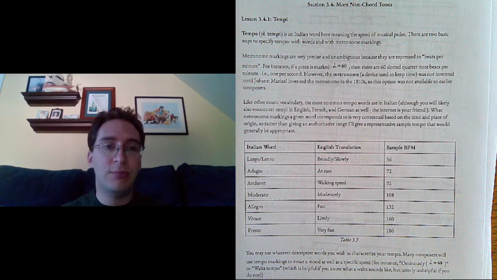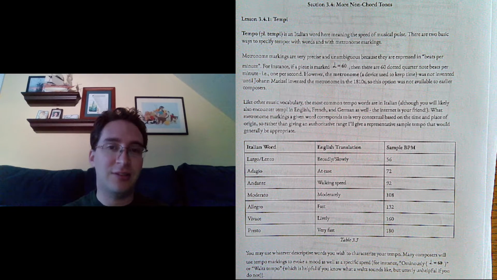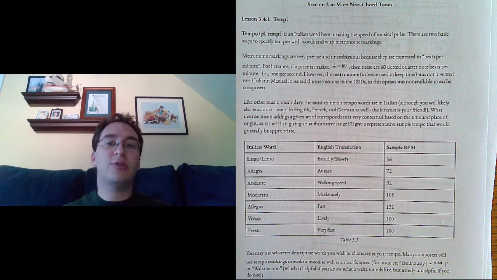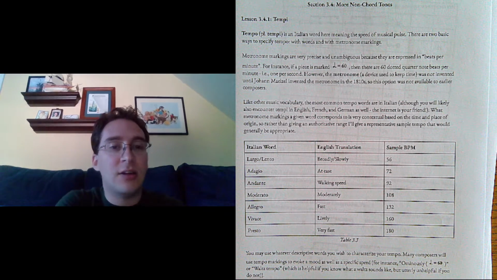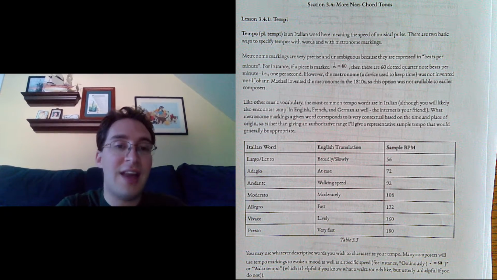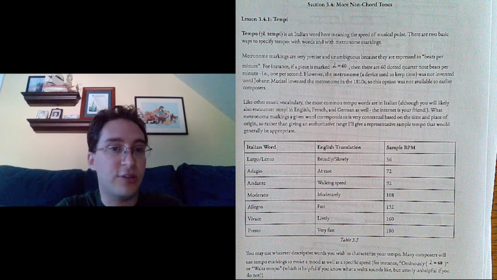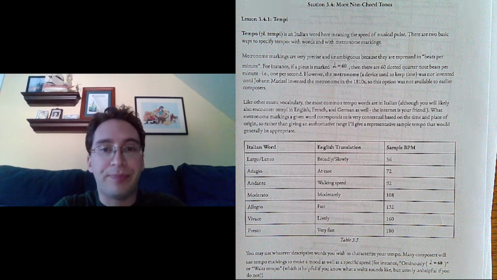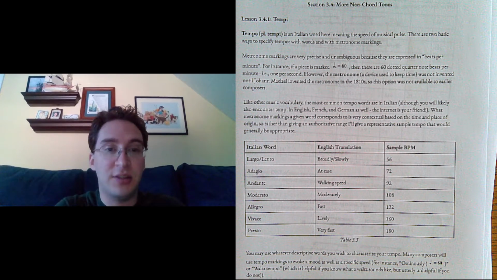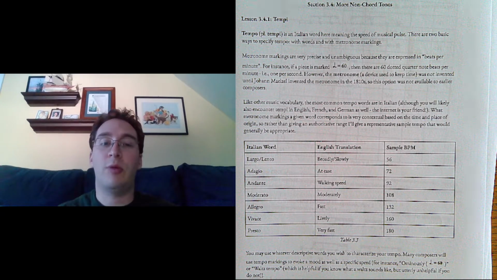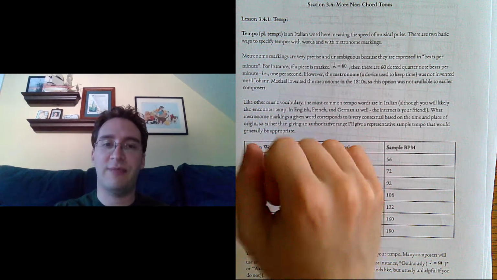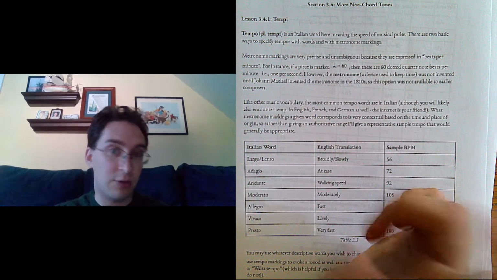Like other music vocab that we've looked at, like dynamics, the most common tempo words are in Italian, though depending on what music you're looking at, English, French, and German are also very common. In which case, I would recommend using the internet. Well, hopefully not for English, but for French and German, if you're not familiar with them, just use the internet, figure out what they mean. That's what I do.